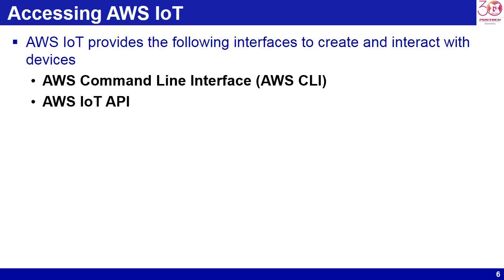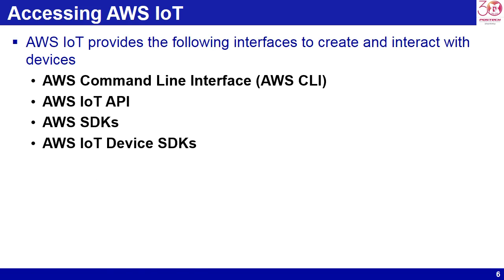AWS IoT API allows you to programmatically create and manage things, certificates, rules, and policies. You can build your own IoT applications using language-specific APIs. These SDKs wrap the HTTP or HTTPS API and allow you to program in any of the supported languages. Finally, you can build applications that run on your devices that send messages to and receive messages from AWS IoT.